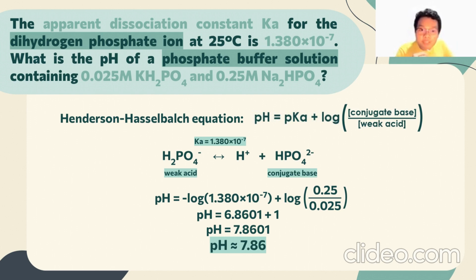So since we are looking for the pH of a buffer solution, we can use the Henderson-Hasselbalch equation, which is given by the formula pH equals pKa plus the log of the concentration of the conjugate base over the weak acid. So given the acid dissociation equation below, we find that the weak acid is H2PO4 minus and the conjugate base is HPO4 2 minus. So if we use the Henderson-Hasselbalch equation, we can plug the values in, get the negative log of Ka, and then plug the concentrations of potassium dihydrogen phosphate and sodium hydrogen phosphate, and then we get the pH of 7.86.